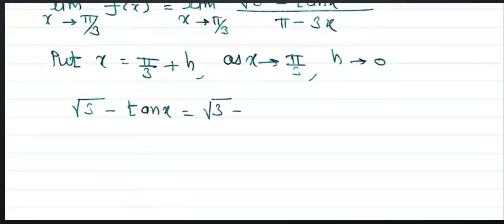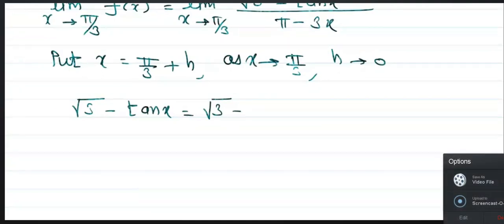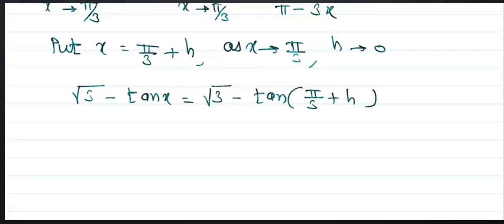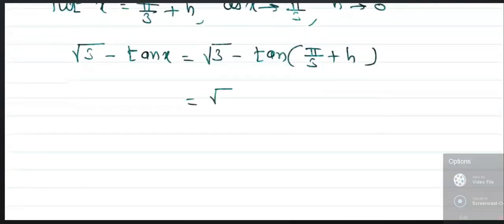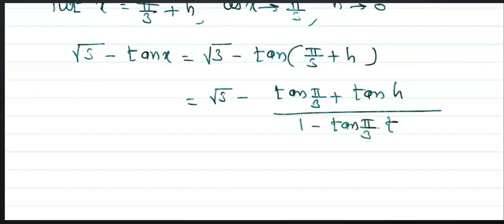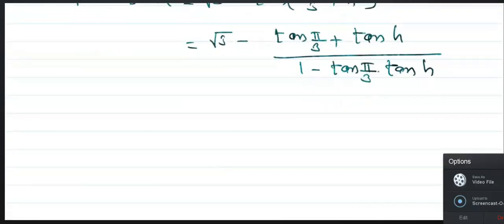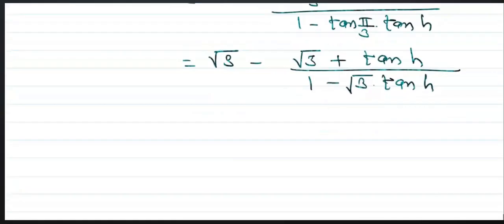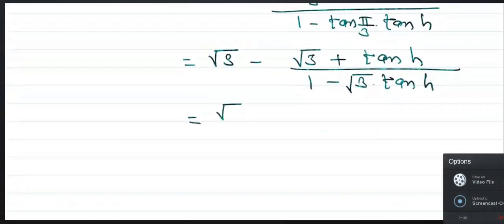Root 3 minus tan x. The value of root 3 minus tan x is equal to root 3 minus tan of (pi by 3 plus h). And now evaluate this. Tan of (a plus b) is (tan a plus tan b) upon (1 minus tan a into tan b). And after the evaluation, tan of pi by 3 is root 3. This is the evaluation.